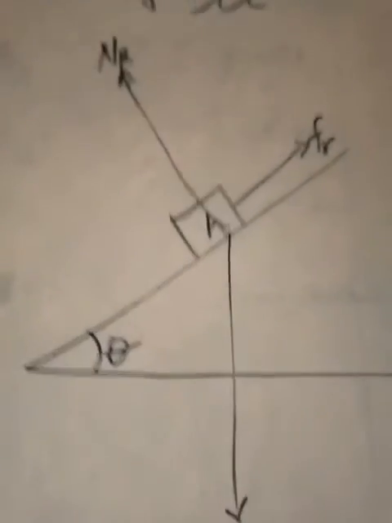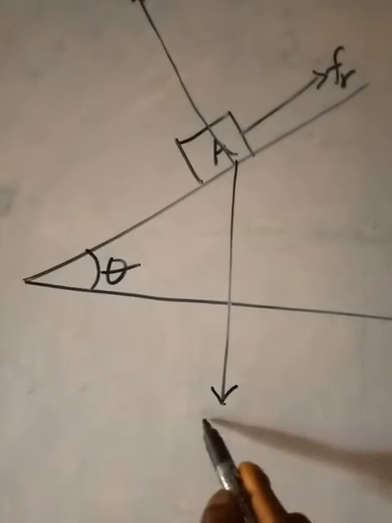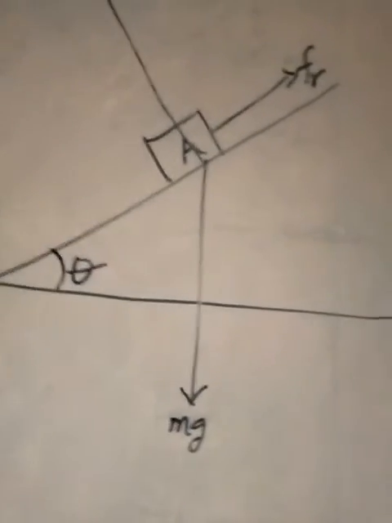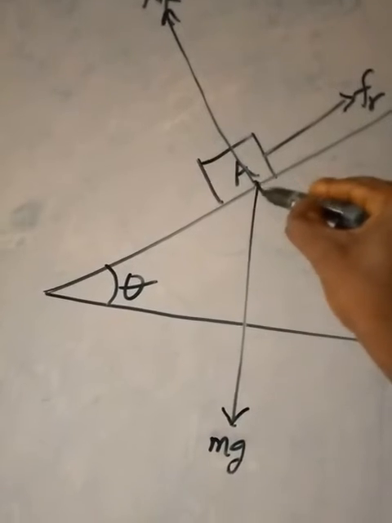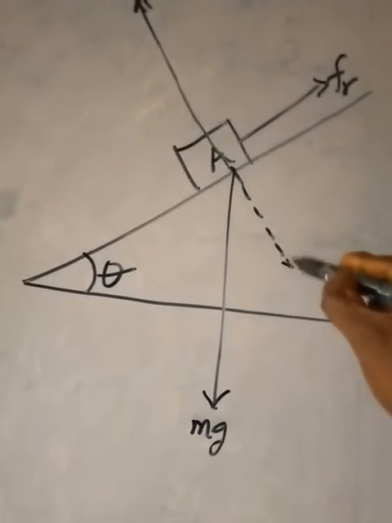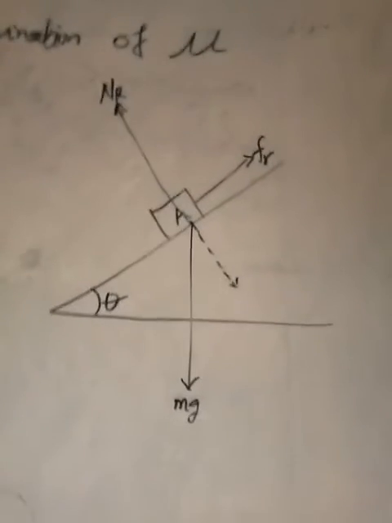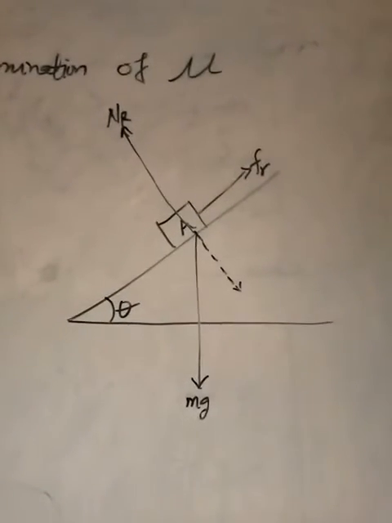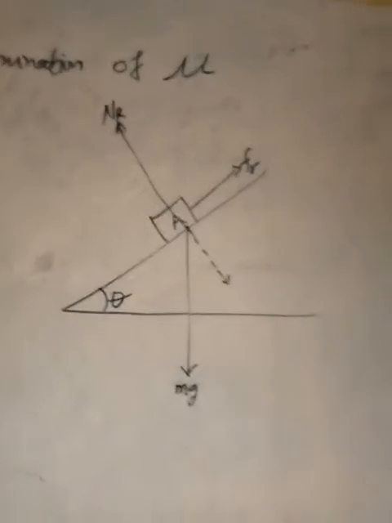The weight of a body, according to gravity, is always perpendicular to the ground. This is the weight, mg. Then let's get the sense of the normal reaction, which will go this way. Now what we want to do is resolve along the plane and perpendicular to the plane.